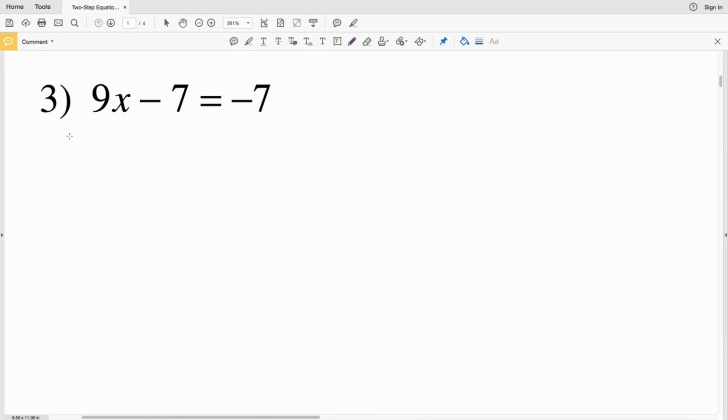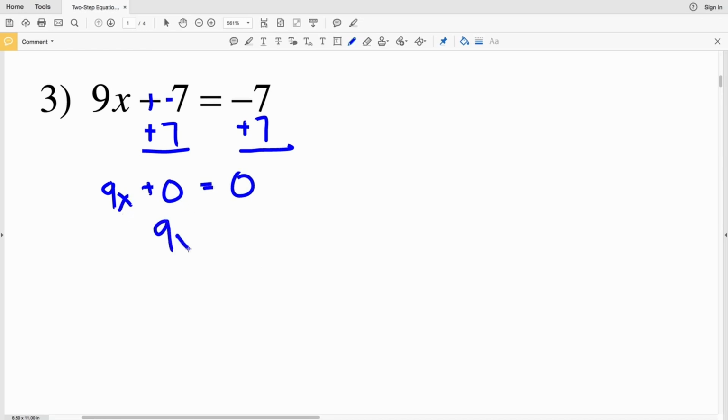Number 3, we have 9x minus 7 equals a negative 7. 9x minus 7 is the same as saying 9x plus a negative 7, so I'm going to move that over to the other side, so that we'll be left with 9x equal to some quantity. Adding a negative, so if we subtract the negative, it's the same as adding a positive, so we're going to add 7 to both sides. We're going to be left with 9x plus 0 is equal to 0.